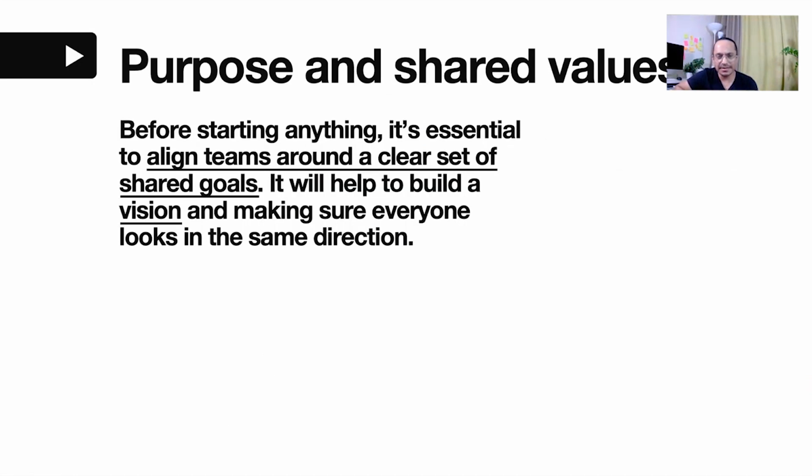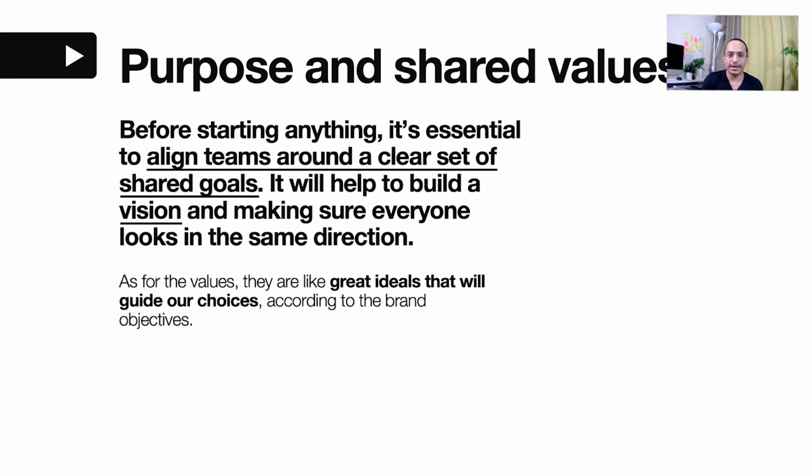And why do we create this design system? Once we have the design system, it serves what? It's for a central purpose. Once everybody is aware that this is what we need to refer to, everybody has a clear understanding of what has to be done and how the product has to be developed. So, purpose and shared values. Before starting anything, it is essential to align teams around a clear set of shared goals. It will help to build a vision and make sure everyone looks in the same direction. Once it's defined and designed, everybody will have to follow that. As for the values, they are like guiding ideals that will guide our choices according to the brand objectives. That's fine.